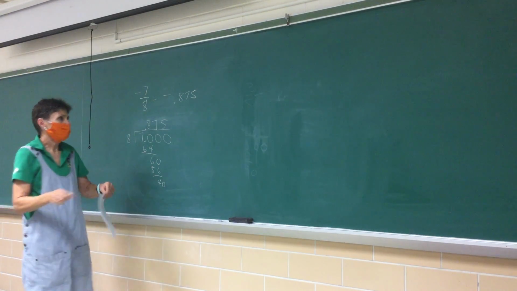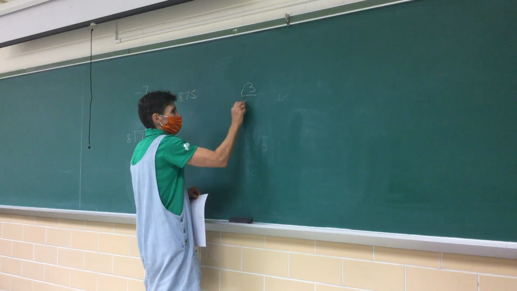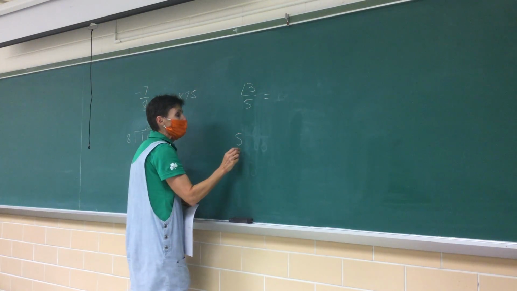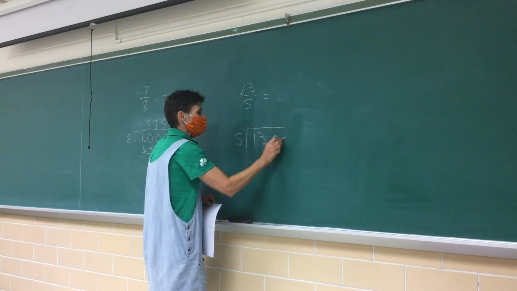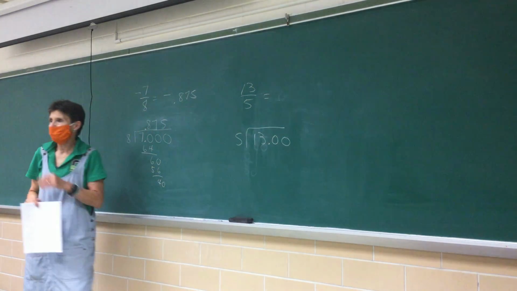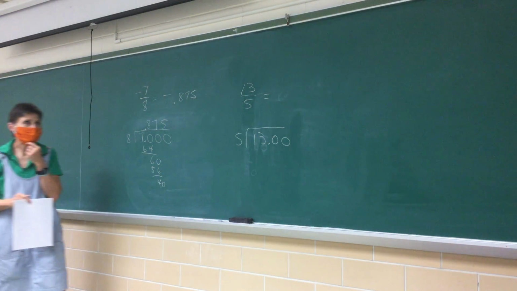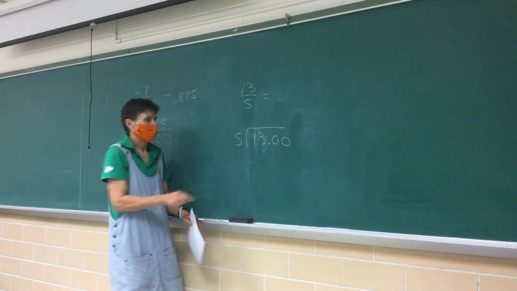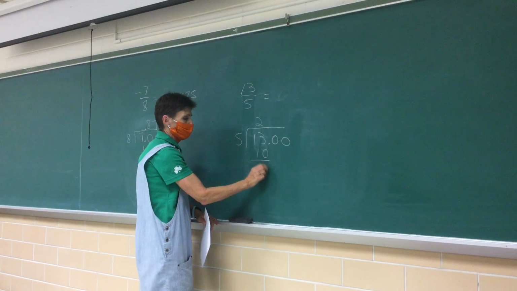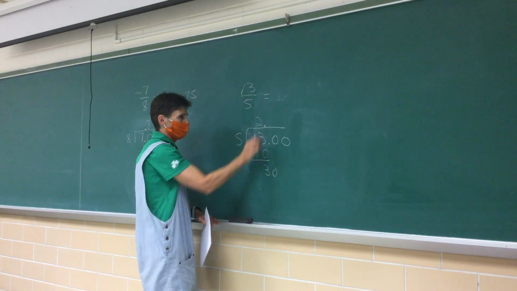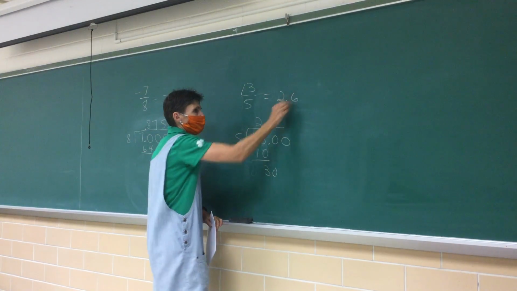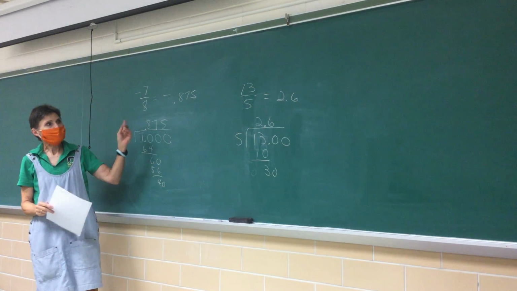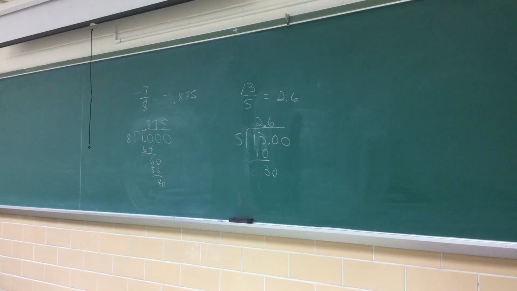Next, 13/5. So we're going to do the same exact thing. Top number goes inside. 13/5 means 13 divided by 5. I got 2.6. These are both examples of what we call terminating decimals. Terminating decimals. They stop. They terminate.